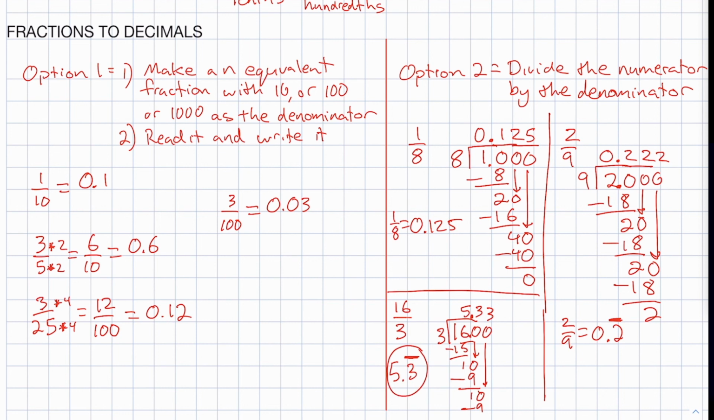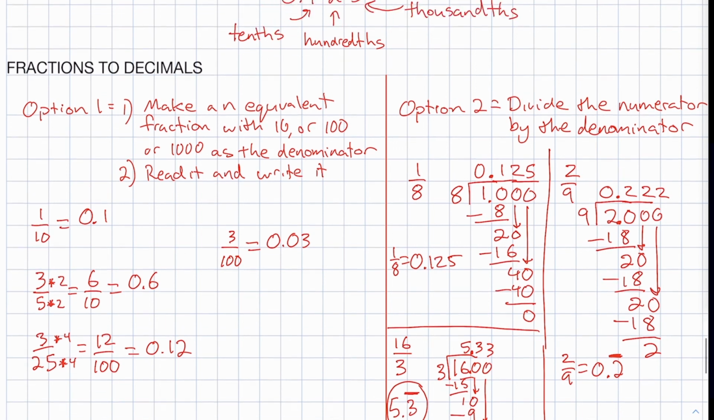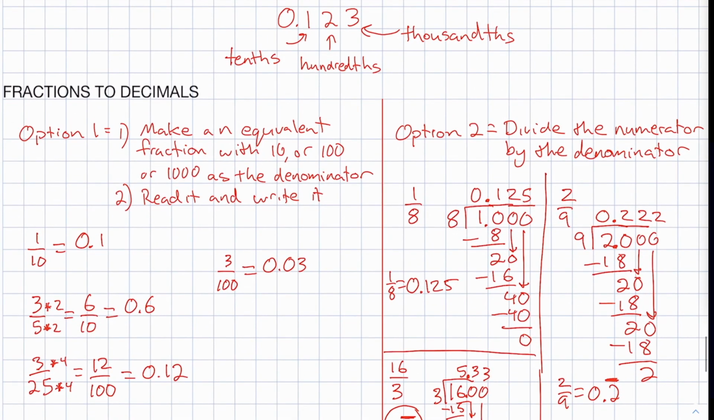So fractions to decimals, decimals to fractions. The key thing is just really thinking about that place value. And that 0, the tenths, hundredths, and thousandths, and really just reading it and writing it, and that works both ways.